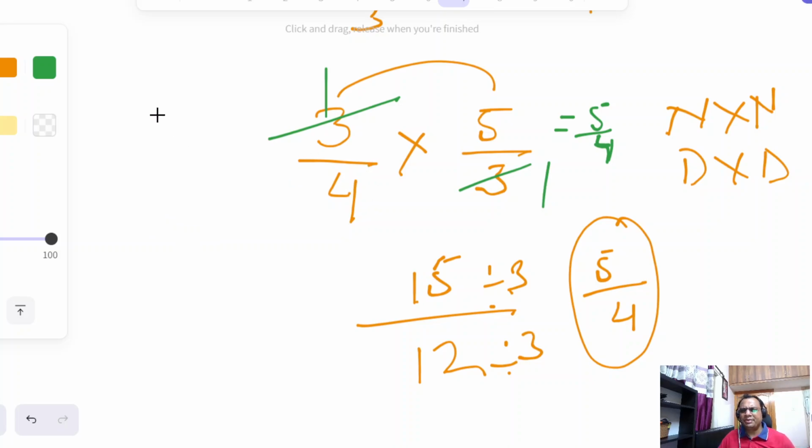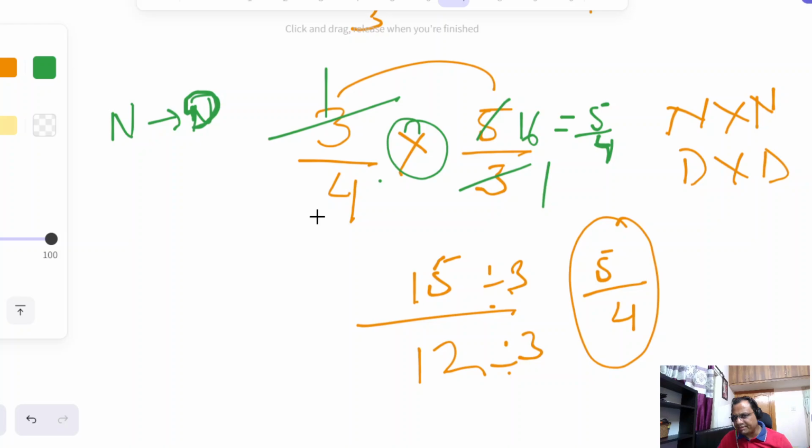You can cancel the numerator with the numerator, or numerator with the denominator, either of the same fraction or of a different fraction. See, I'm cancelling the numerator and the denominator of two different fractions. You can do that in multiplication. If instead of 5, this would have been 16, I would have cancelled like this: 1 times 4, 4 times 4, I can cancel that.